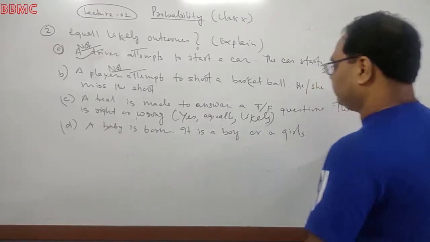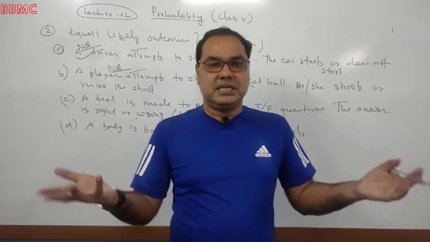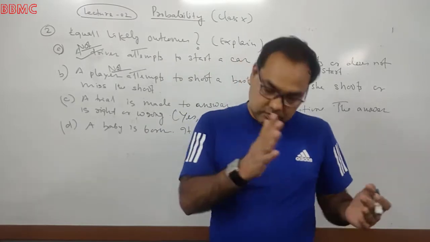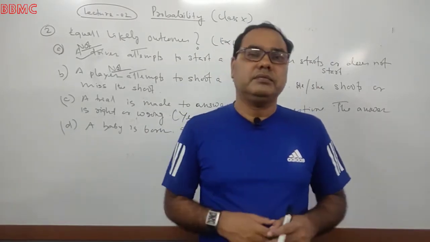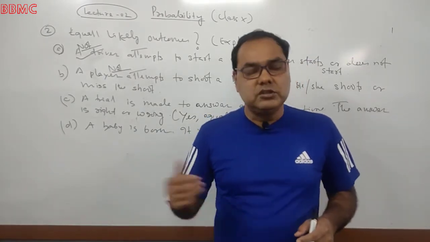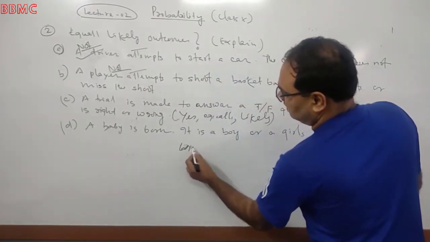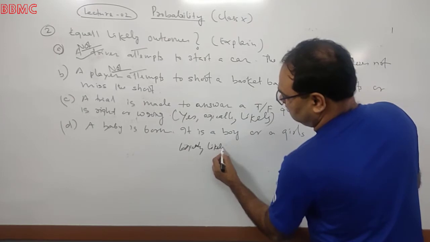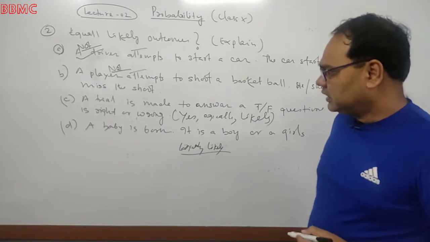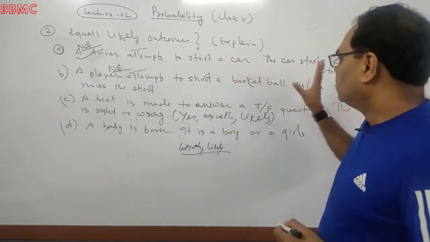A baby is born, it is a boy or a girl. Again it is obvious, a baby is born, he or she must be a boy or a girl. It can be a girl, it can be a boy. These are equally likely events, equally likely outcomes. So this is equally likely. This is another very simple problem, you can explain it. So I have finished question number 2.